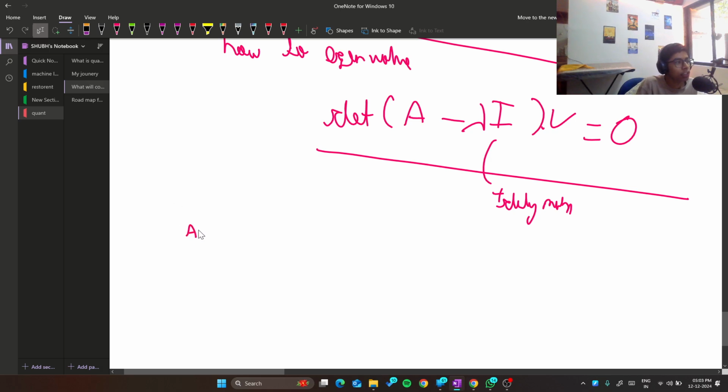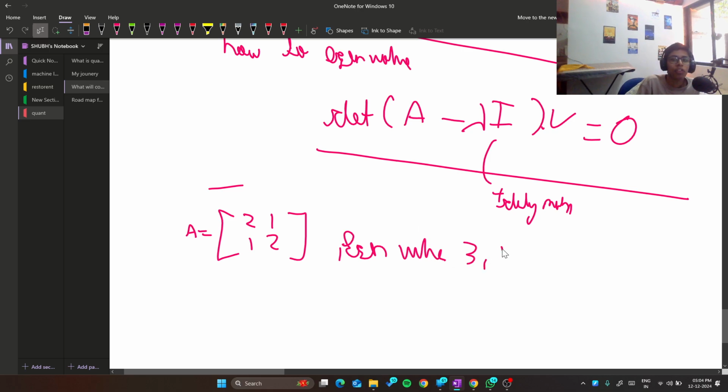Let's take an example and find the eigenvalue. Let's take a matrix A as 2 1 1 2. By this formula we can find the eigenvalues are 1 and 3, and the eigenvectors are (1, 1) and (1, -1).